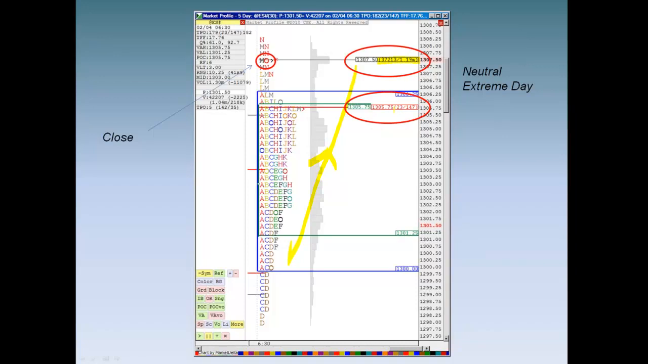Now let's take a look at the TPOs for the price, and they in fact confirm, verify and validate the very same fact. 23 above and 147 below. This was definitely a market that was controlled by the other time frame buyer, and we have a directional bias at the end of the day towards the high side. So that's why it's good to be able to identify whether you have a neutral extreme day or a neutral day that closes simply at the middle and stays neutral.